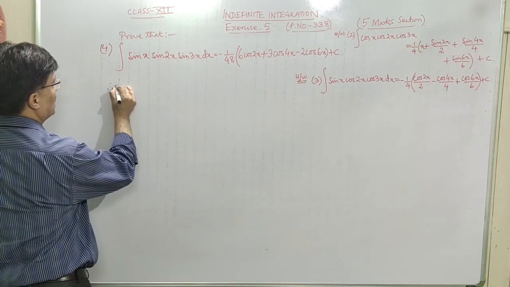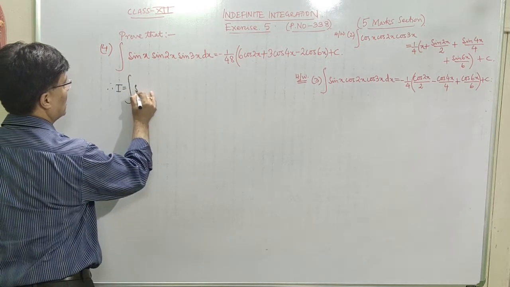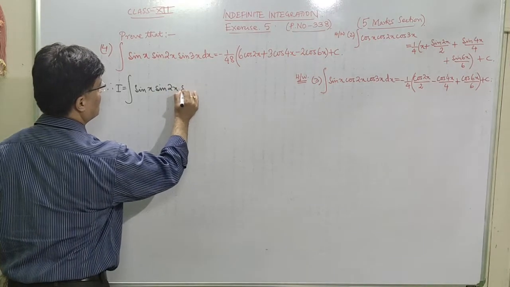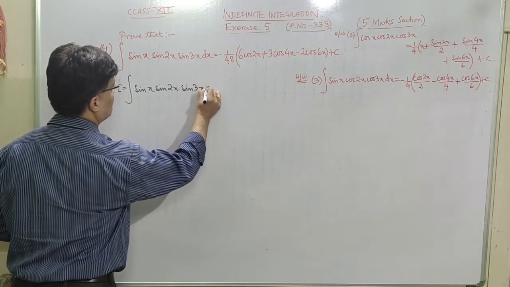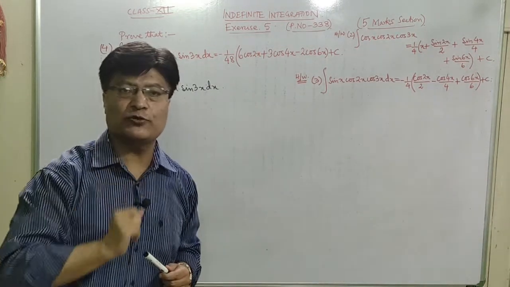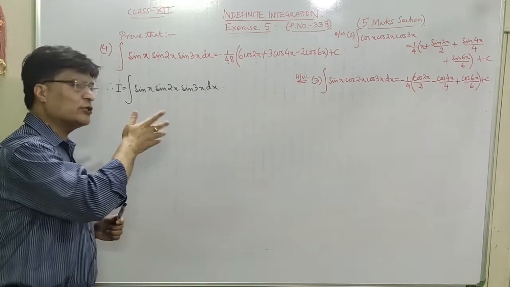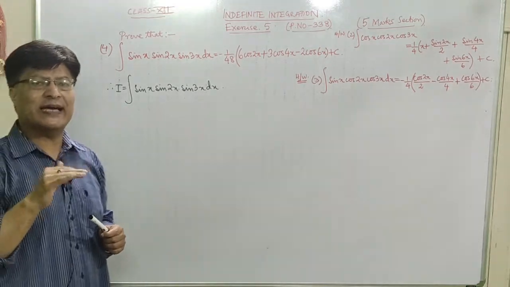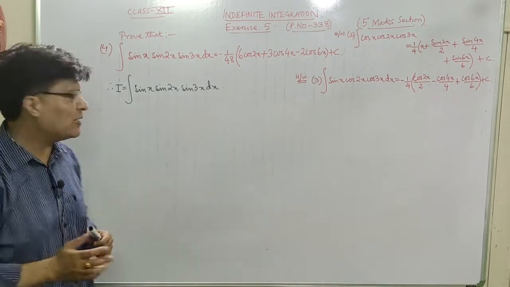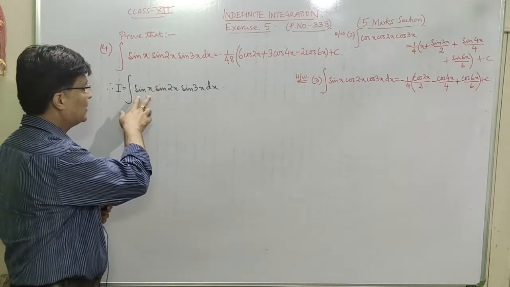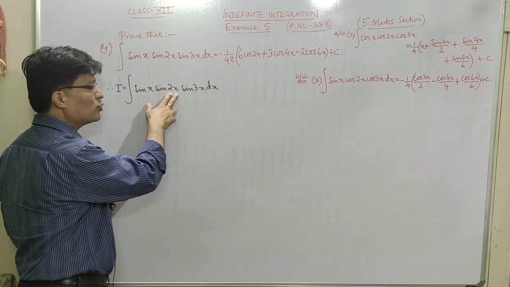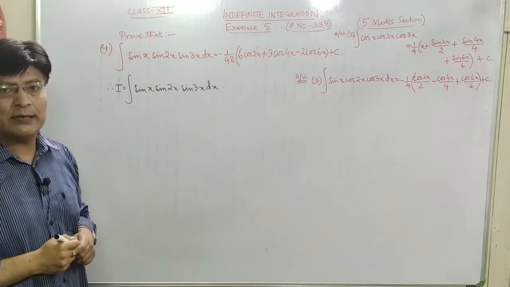So let us write down the left hand side. I is equal to integration of sin x sin 2x sin 3x dx. Okay, so let us take the first two functions again. Here also you can use the formula of 2 sin a sin b. Is that clear? Let us take the first two sines, that is sin x and sin 2x. Which one is greater? 2x is greater than x, so 2x you should take as a and x as b.